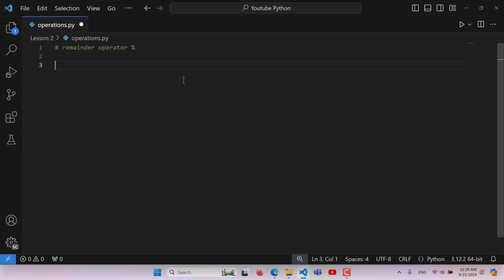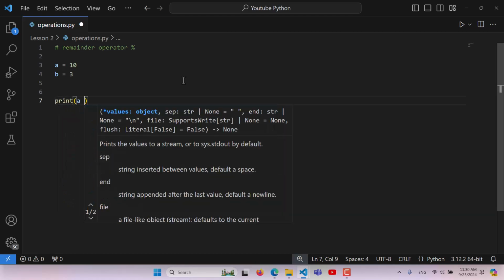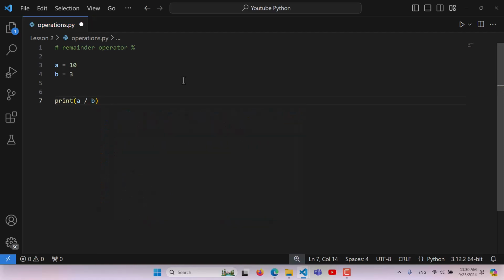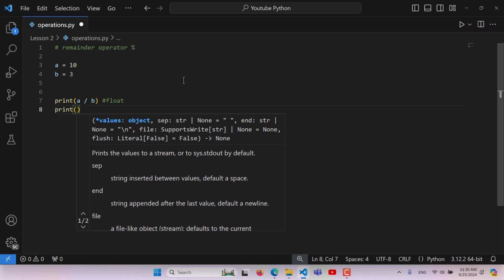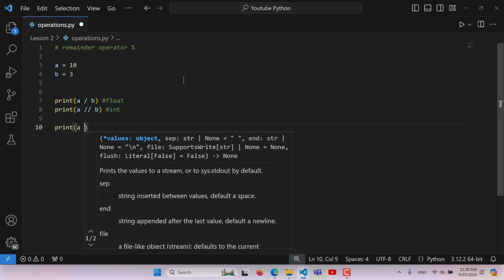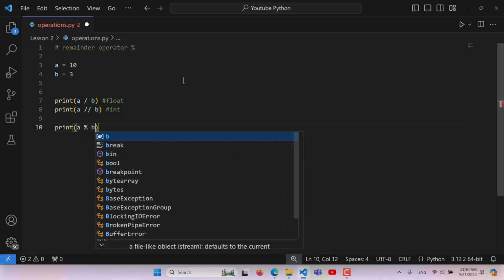Let's say that we have two variables, a is equal to 10 and b is equal to 3. Now, if we divide these two numbers, a divided by b, this will result in a float, if you remember. And then we have this other kind of division, a double slash b, and this will give you an integer of that division. And then the main operator that we want to discuss today is the remainder operator. So what would this remainder operator give you? a remainder b.